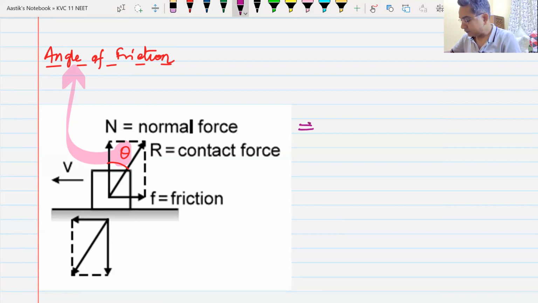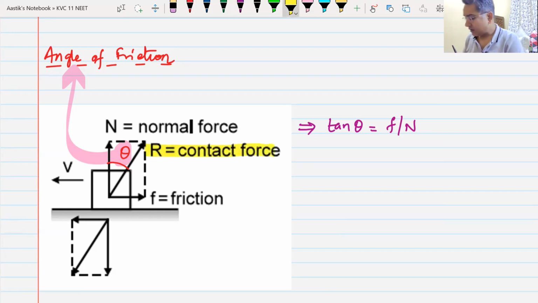So I can write that tan theta of this angle would be F divided by N, where F is your frictional force and N is your normal reaction force. Sometimes you may be asked to find out the value of this reaction force. How will you find out this value of this reaction force?